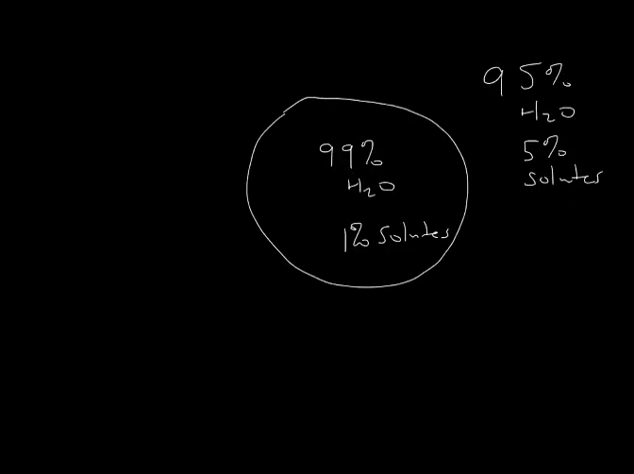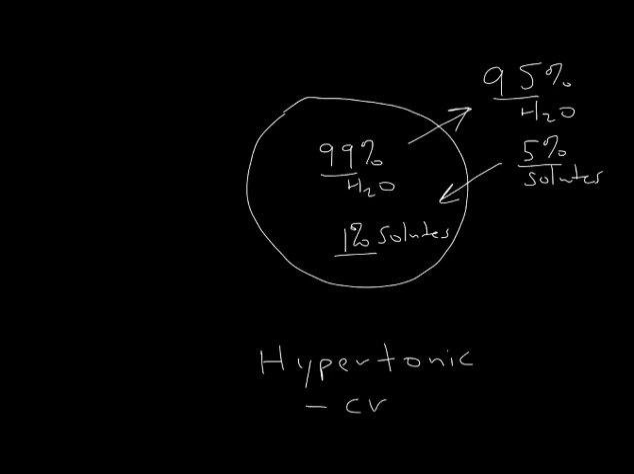If the concentration of solutes outside the cell is greater than inside the cell, and the amount of water inside the cell is greater than outside the cell, then water would want to move out of the cell, whereas solutes would move into the cell by diffusion. This is known as a hypertonic condition, and could result in the shrinking of the cell, known as crenation.